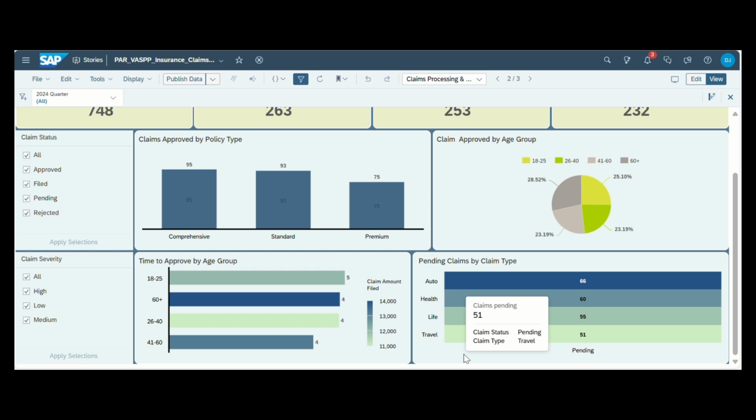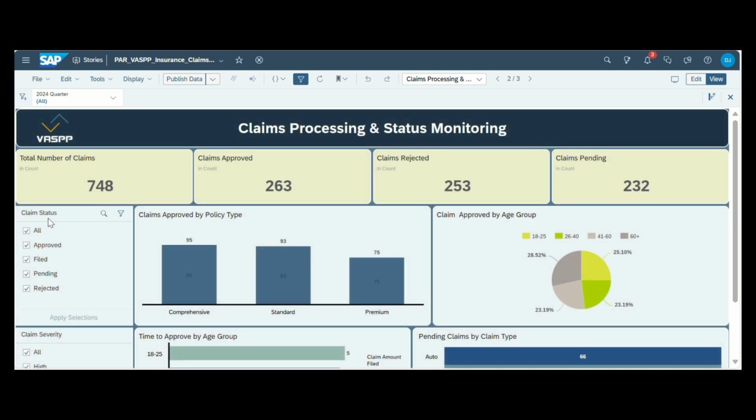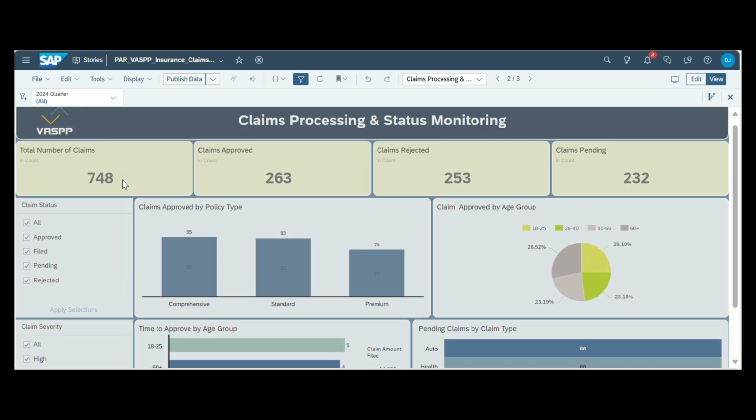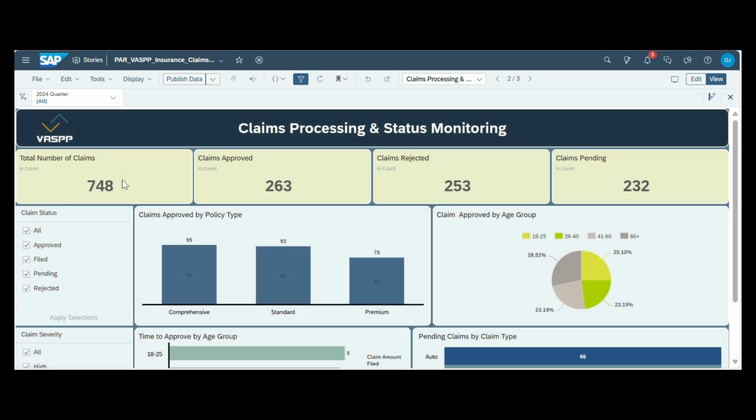This chart helps processing teams, quality heads, and CX managers target which lines need workflow tuning, staff support, or even automation interventions. Interactive filters along the side, such as claim status and claim severity, allow each stakeholder to drill down further. Whether you're a compliance officer looking only at high-severity pending claims, or a team lead focused on rejected medium risk cases, this dashboard gives you the filtering power to act fast and act focused.